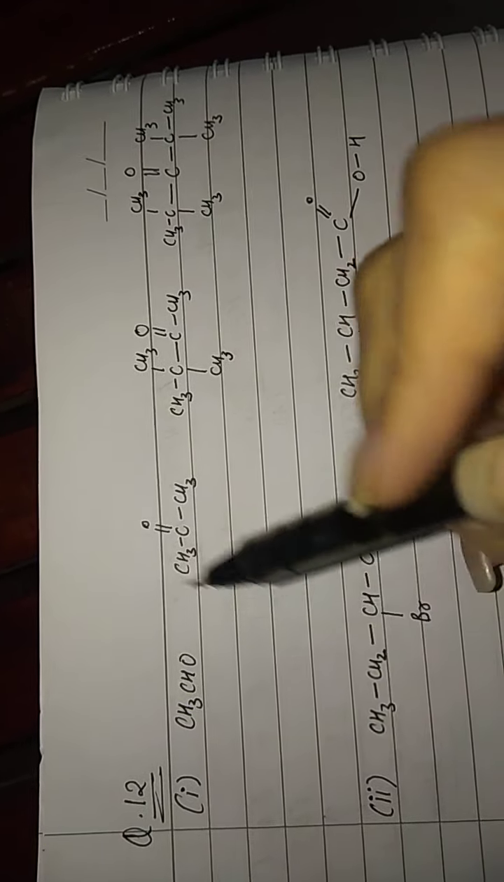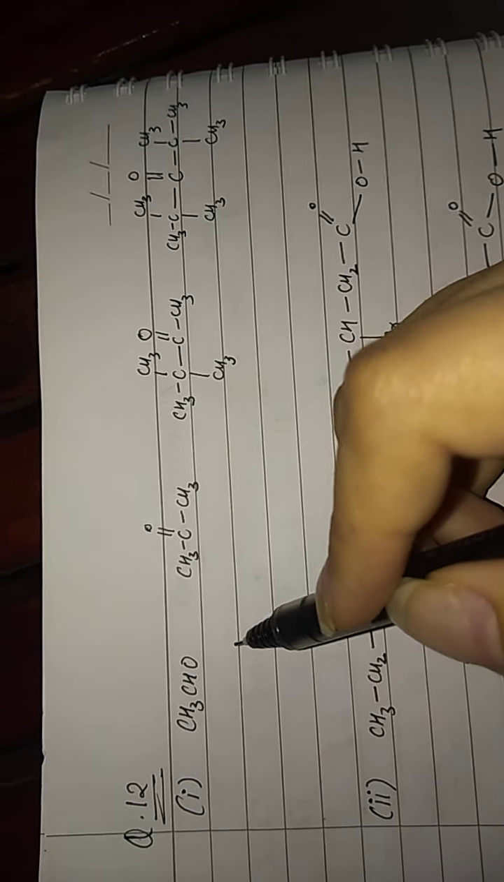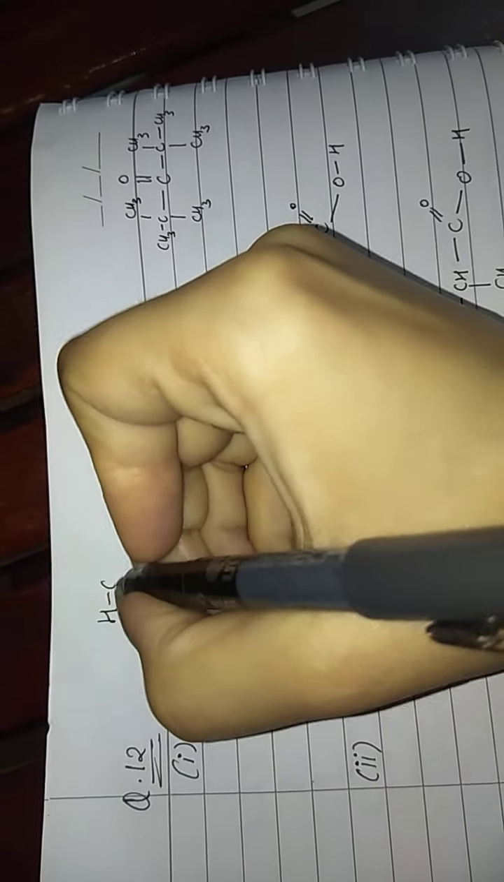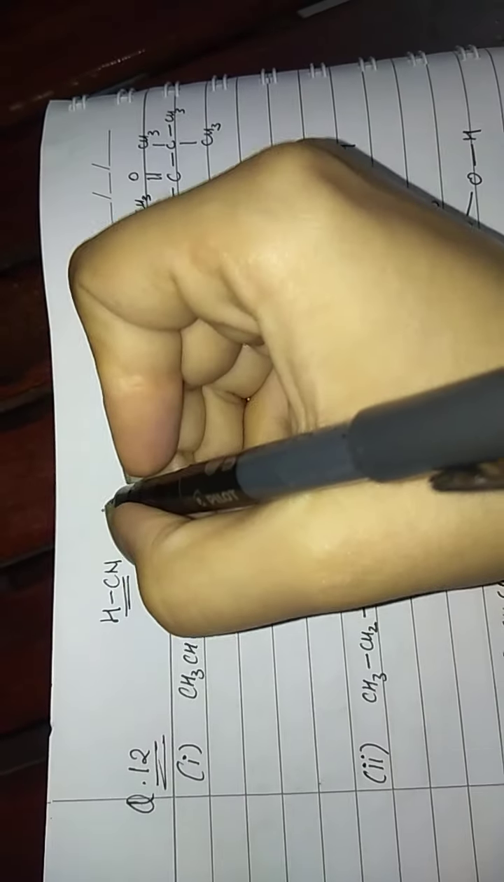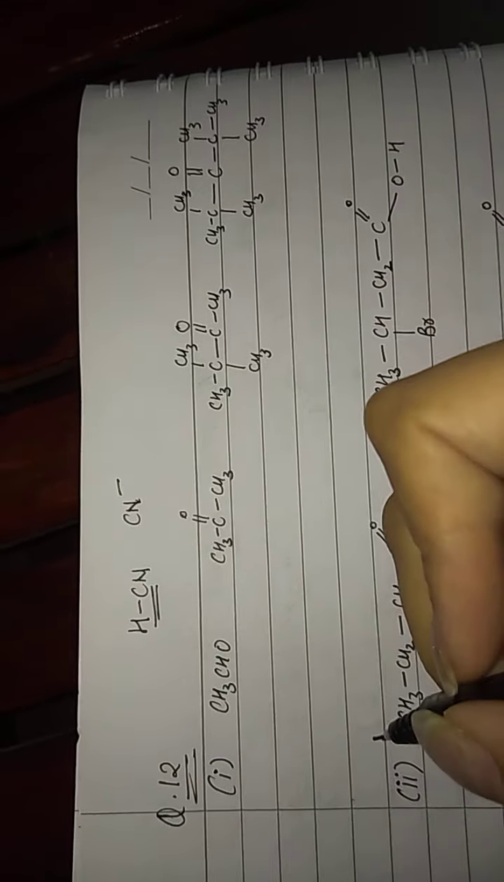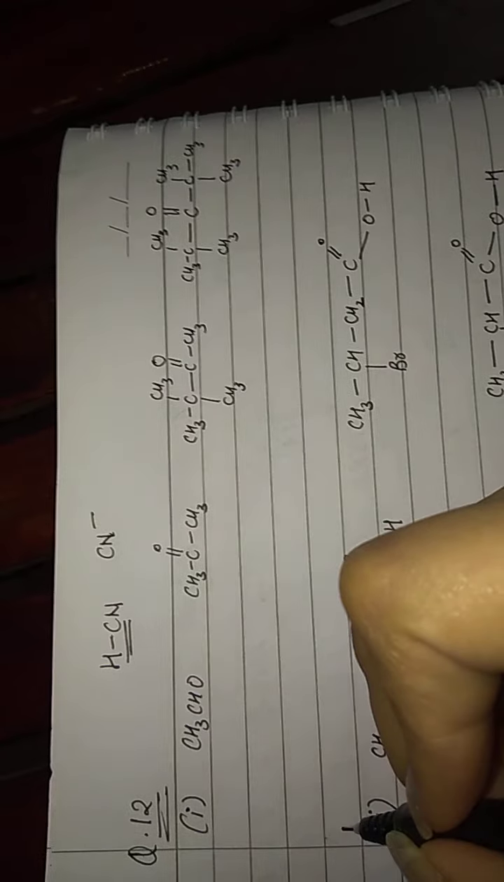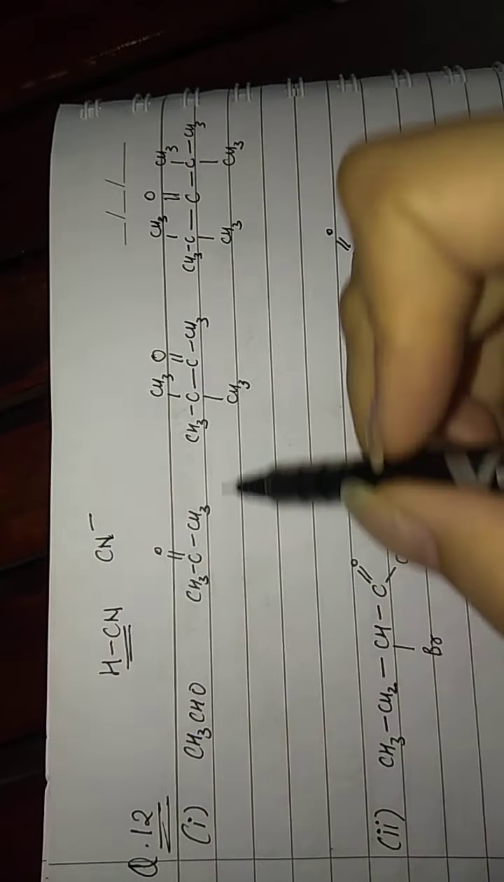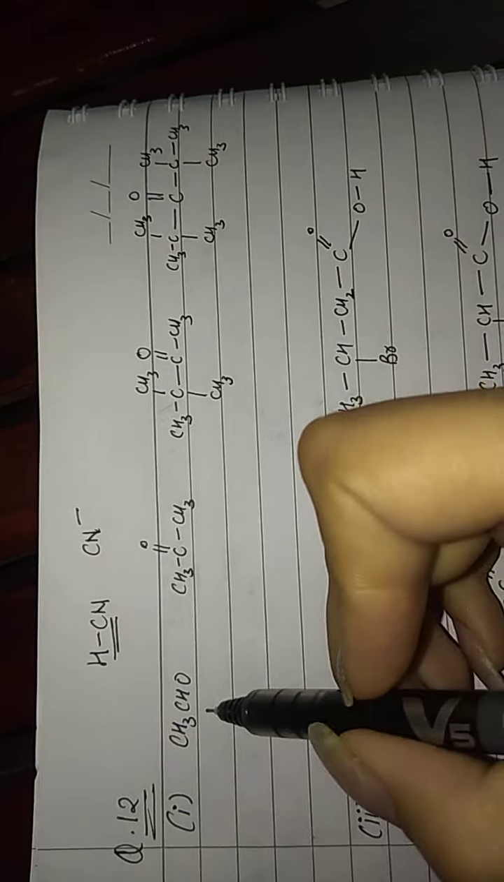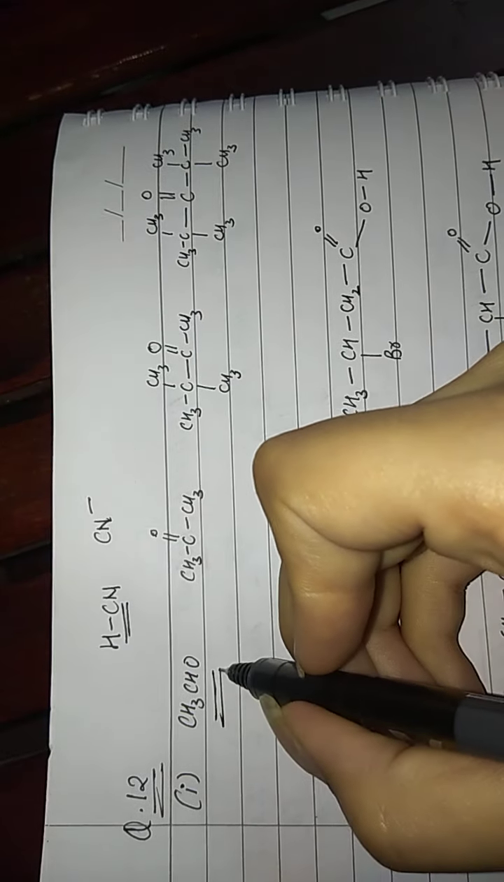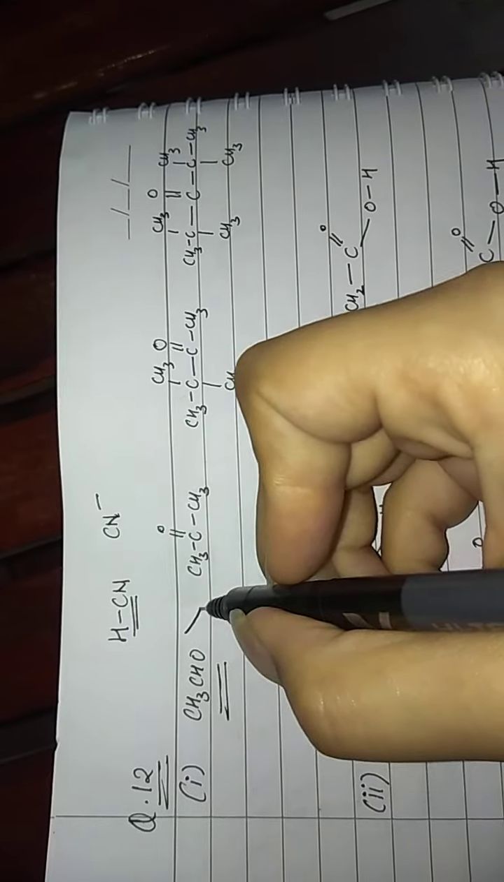Now they say to arrange them in increasing or decreasing order of the reactivity towards HCN. That means they are talking about nucleophilic addition reaction, right? What we have seen is that aldehydes are always more reactive than ketones in nucleophilic addition reactions. Now out of all these compounds, this is the only aldehyde I see. So this is going to be most reactive.